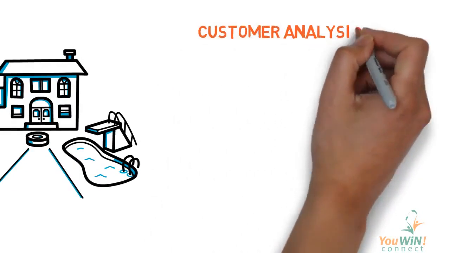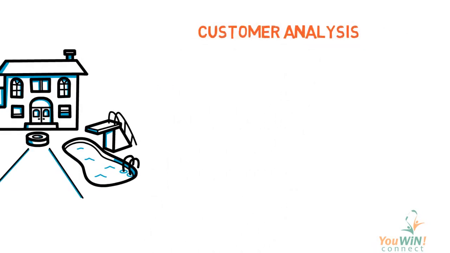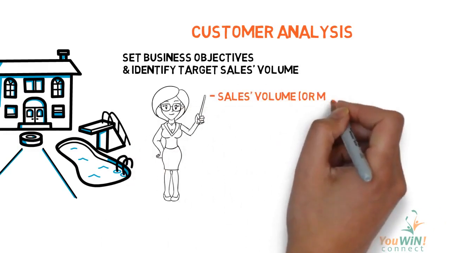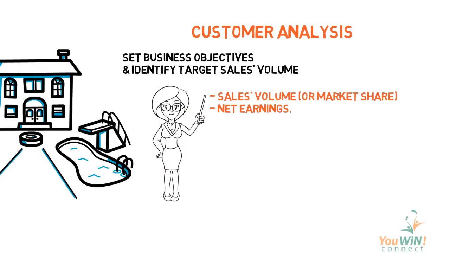So, customer analysis, what does it help us to do? It helps us to set objectives and identify our target sales volumes. The two most common objectives of an enterprise are sales volume or market share and the net earnings, which in other parlance is called profits. The two objectives are, however, not mutually exclusive. A company can work towards both objectives at the same time. However, it should prioritize them.